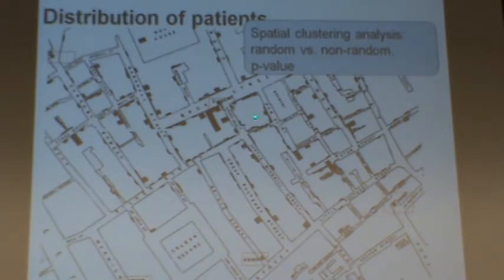There'd be fewer cholera outbreaks in the area. So you wouldn't see too many cases here. They should be more evenly distributed among the water pumps, right? So that would be a more randomly distributed pattern. What you see is actually the observation.